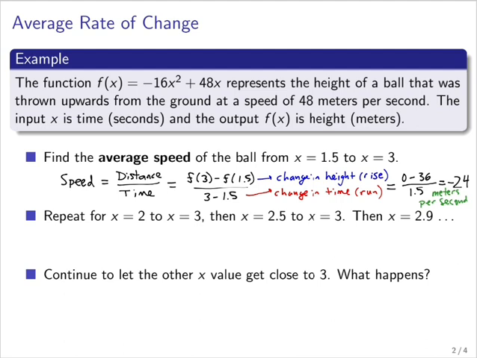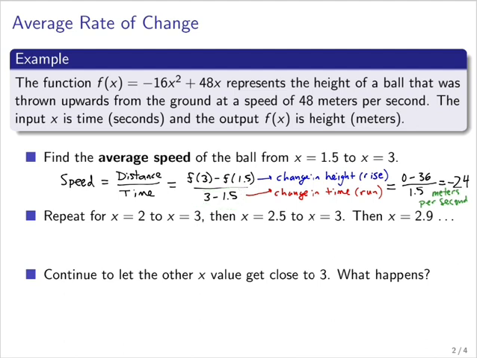The average speed of the ball is going to be the distance it traveled, the change in its height, and that's what I'm doing here when I calculate f of 3 minus f of 1.5. That's how far the ball traveled up or down over that time frame from 1.5 seconds to 3 seconds. And I'm going to divide all that by the change in time, or how many seconds have elapsed, and that's what 3 minus 1.5 accomplishes.